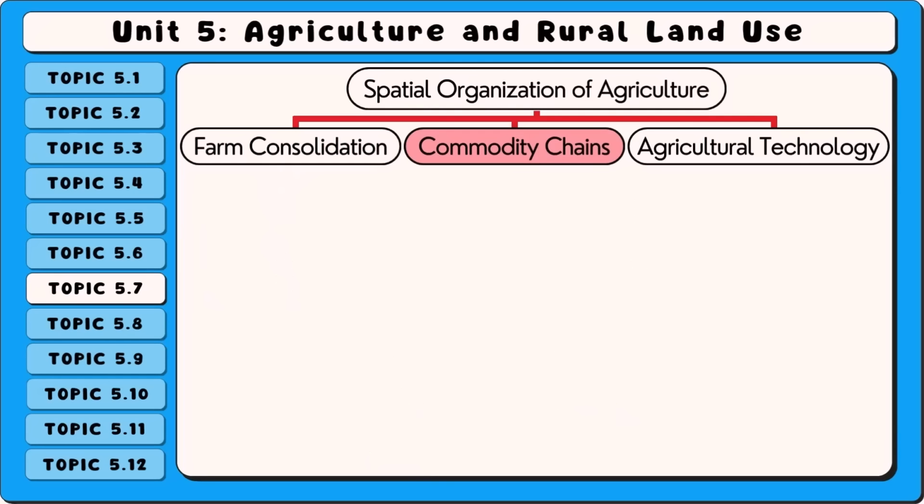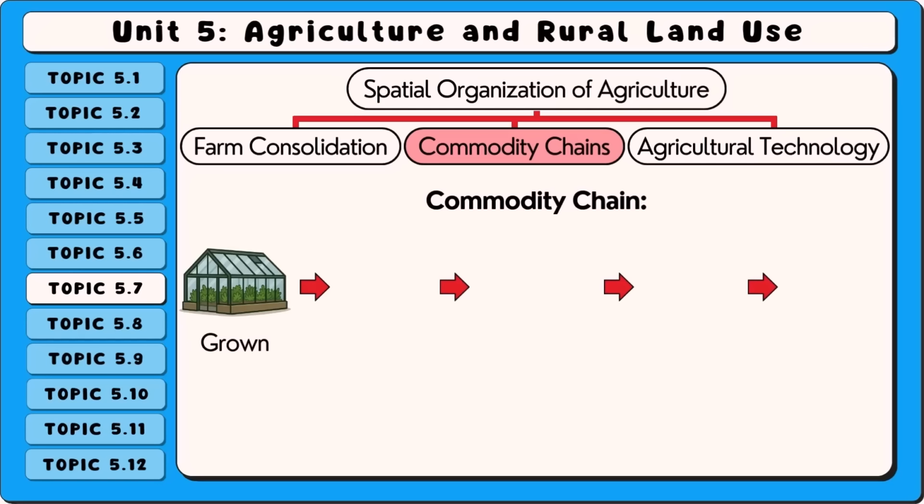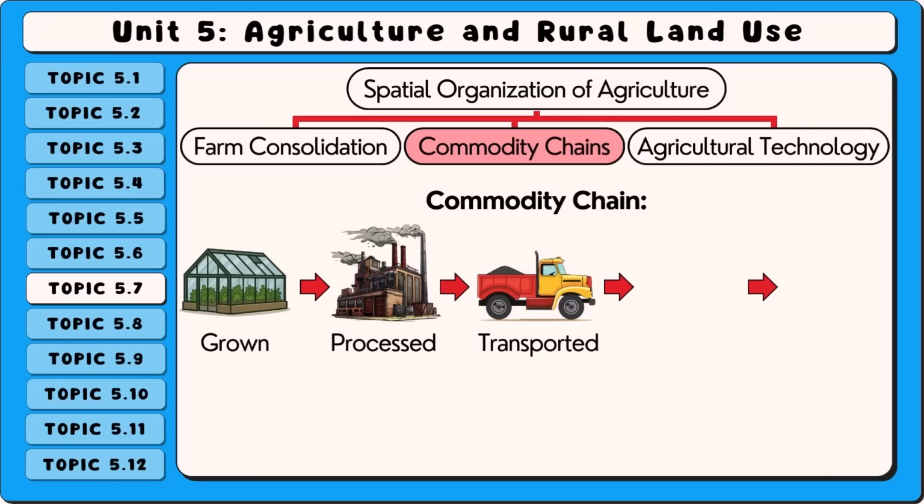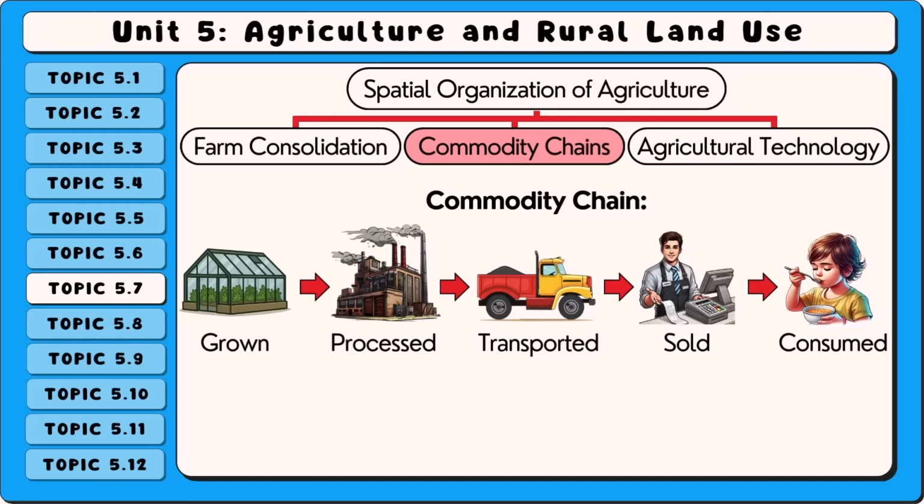The next big shift is the emergence of commodity chains. A commodity chain in agriculture is the step-by-step process by which a farm product is grown, processed, transported, sold, and consumed.